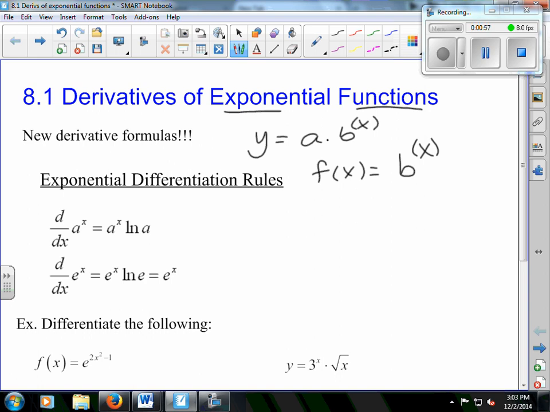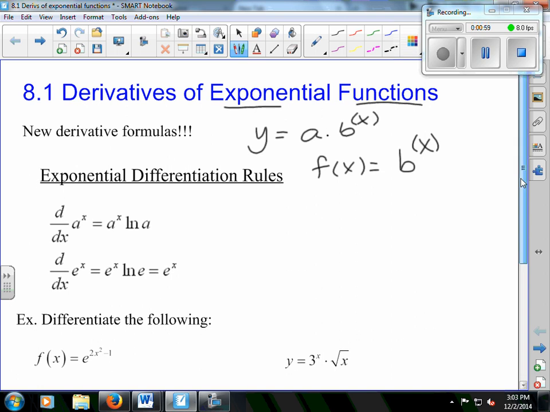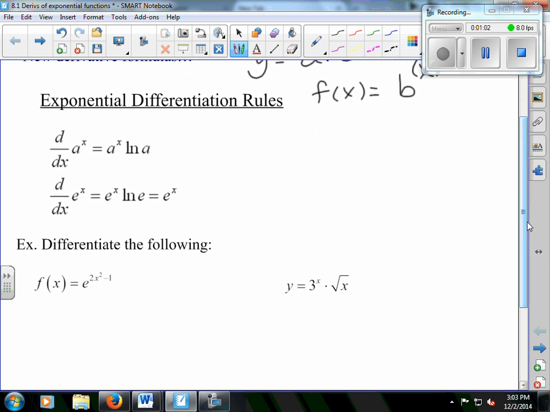All right, we have two formulas. It's really just one formula, but then we talk about the special case of e to the x. Your first formula says that the derivative of a to the x is a to the x times the natural log of a. An a can be any base. If y equals 3 to the x, then y prime would be 3 to the x times the natural log of 3. That's just a new derivative formula.